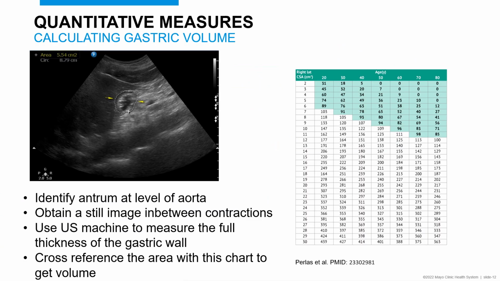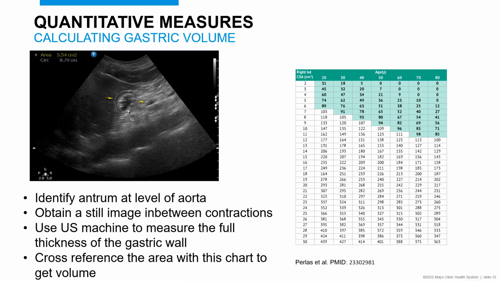For quick clinical assessment, the aforementioned qualitative assessment method should work. However, if you're doing research or second-guessing yourself, you can do a quantitative assessment. So Dr. Perlis and her team came up with this chart for assessing gastric volume based on the calculated gastric antrum area and the patient age. The measurement is only reliable if the patient is in the right lateral decubitus position. You would calculate the gastric area using the trace tool on the ultrasound machine and then refer to this chart to discern the patient's gastric volume.